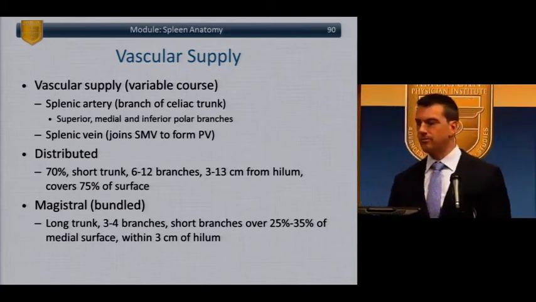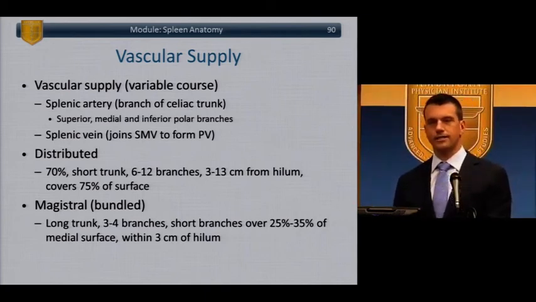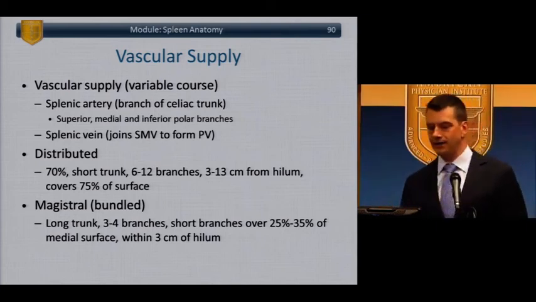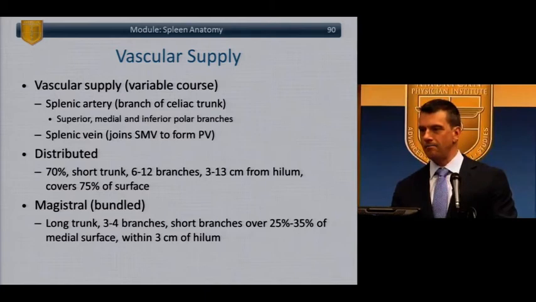The magistral type has a much longer base of the splenic artery with only 3 or 4 branches that are much shorter, and it usually only involves about 25% of the hilar surface area of the spleen. These are a little bit easier to take out simply because you don't have nearly as many vessels or have to get as proximal on the artery.